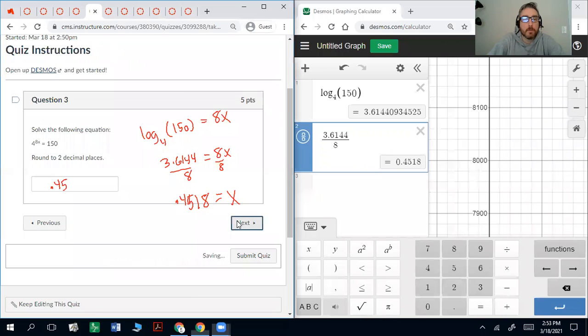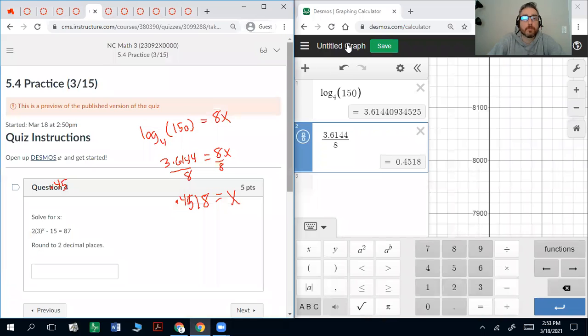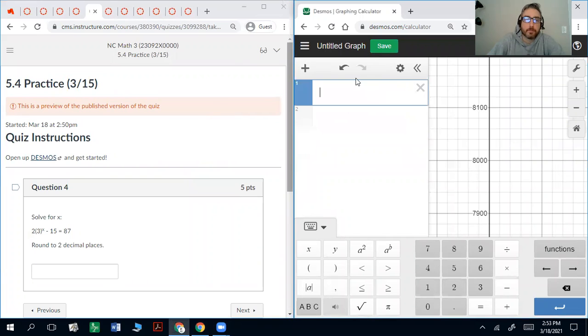All right, question 4. 2 parentheses 3 to the x minus 15 equals 87. In this problem, we've got to get rid of some numbers first. So we're going to add 15 to both sides. Always got to do what's being undone first. If you're subtracting 15, you got to add it, and if you're adding, you got to subtract. So that's going to be 2 parentheses 3 to the x power equals 102.